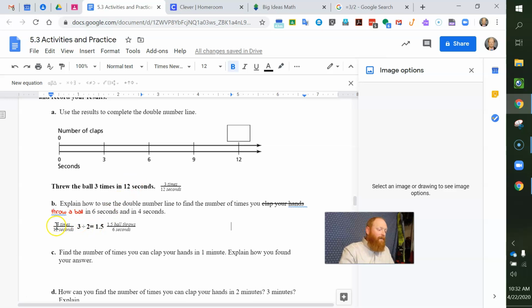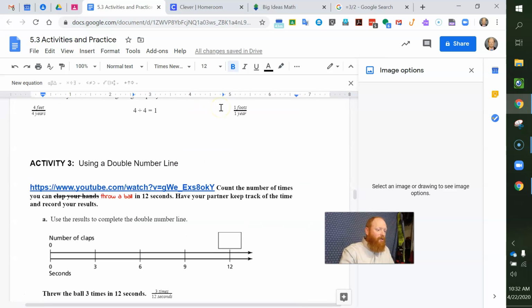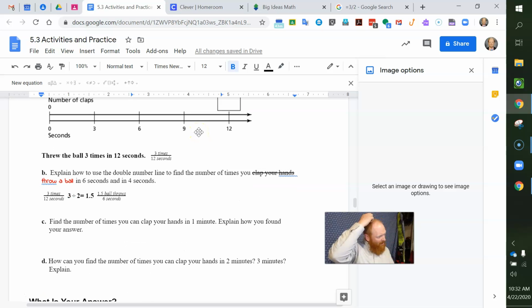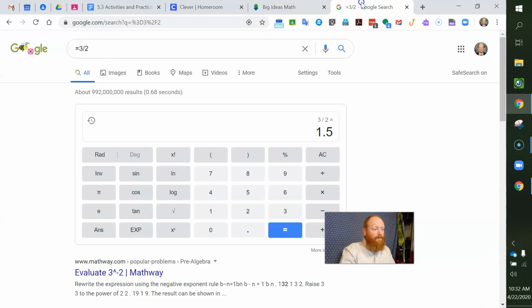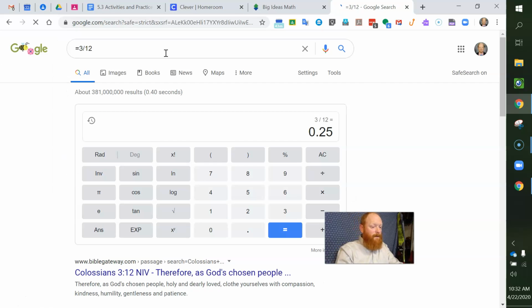I wonder if there is a way that I can turn this part and get it down to where it's per 1 second. So let's see here. To reduce this to where it's 3 times in 1 second, I would need to divide 3 by 12. So let's do that. Equals 3 divided by 12, 0.25.